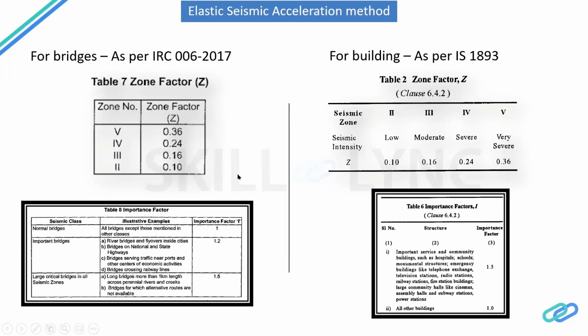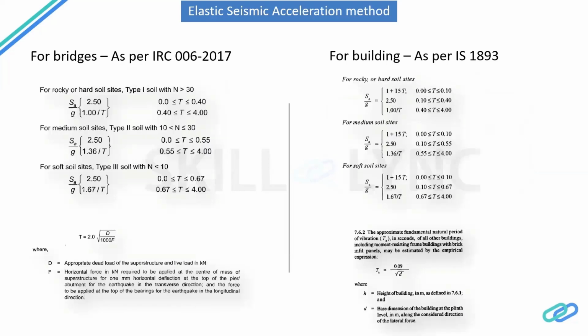The third one is the importance factor, the I value. The I value for bridges is different, and the I value for buildings is different. So we need to refer to this one if it is bridges, and this one if it is buildings. Before that we don't have any difference, but from here we have some difference in the importance factor.